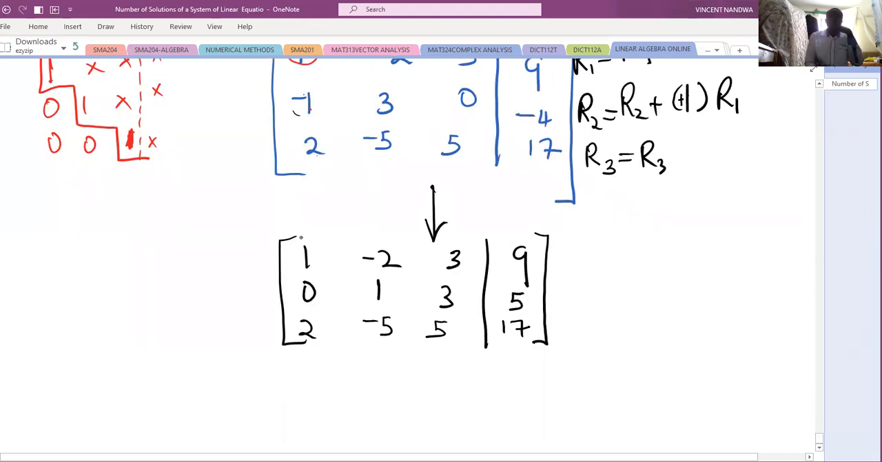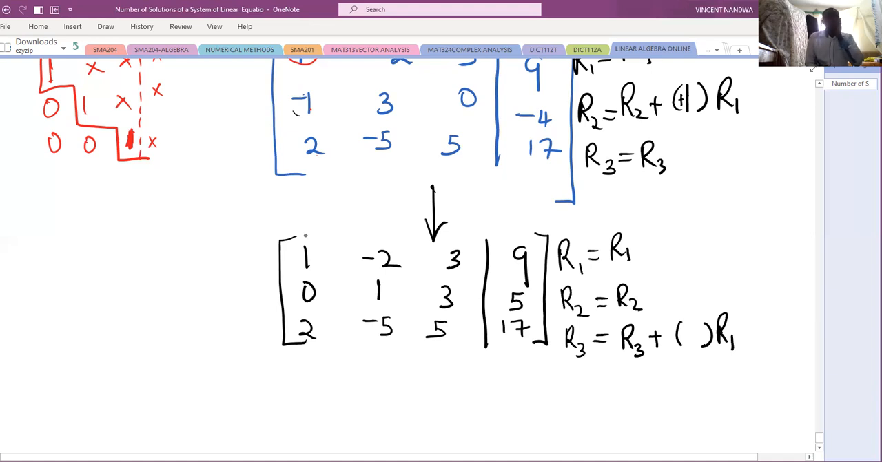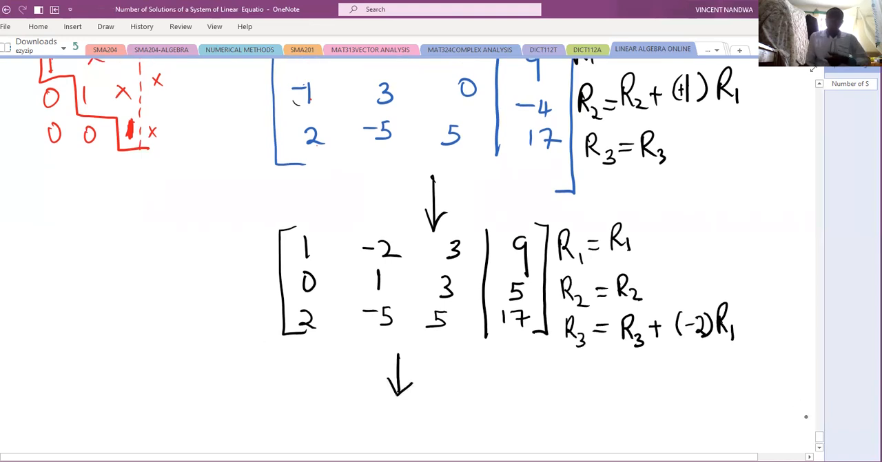So we see this one is okay, this one is okay, this one is okay, but this 2 should be 0. So we say row 1 remains row 1, row 2 remains row 2, and row 3 becomes row 3 plus a multiple of the first row, to correct this third row. What do we need to multiply row 1 by so that when we add to 2 we get 0? That must be -2.